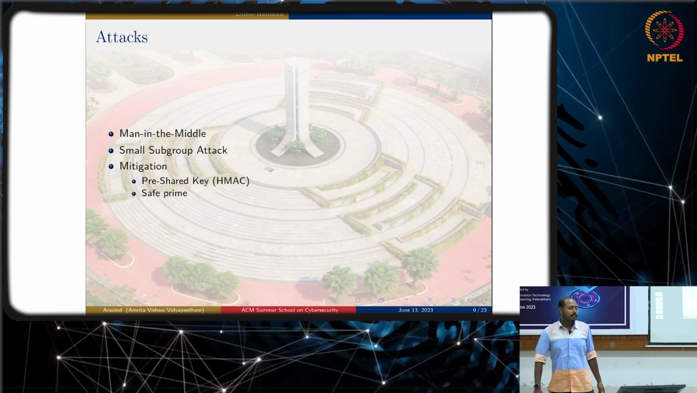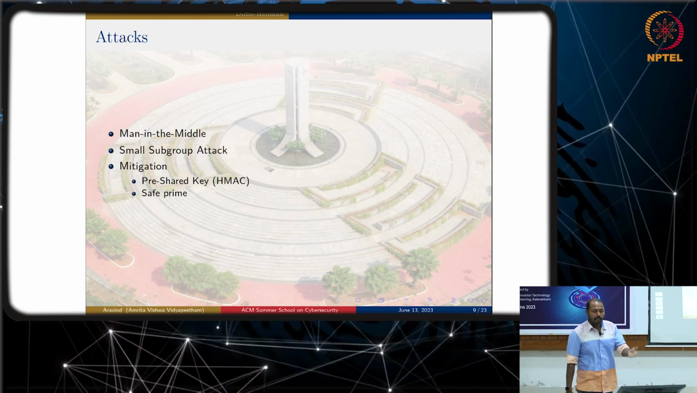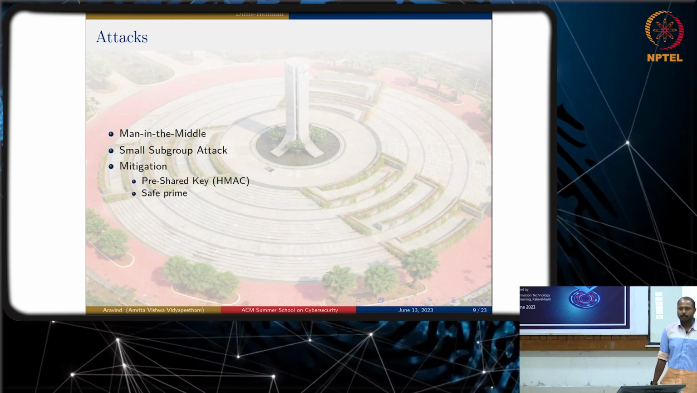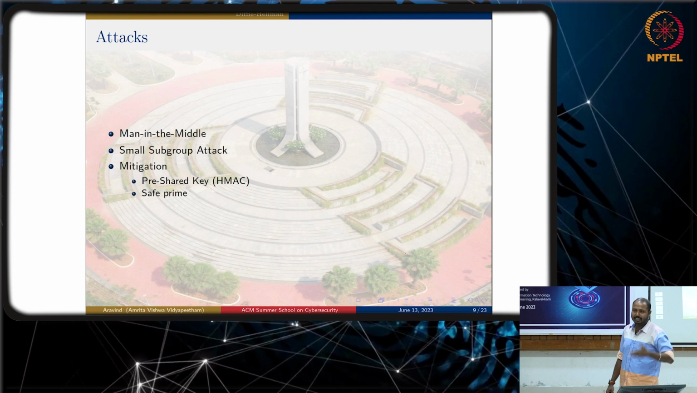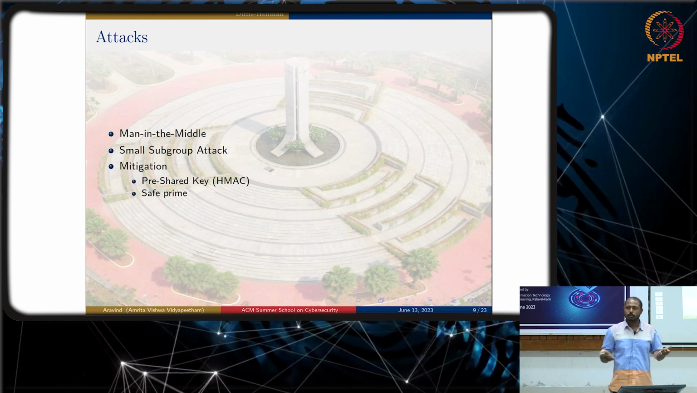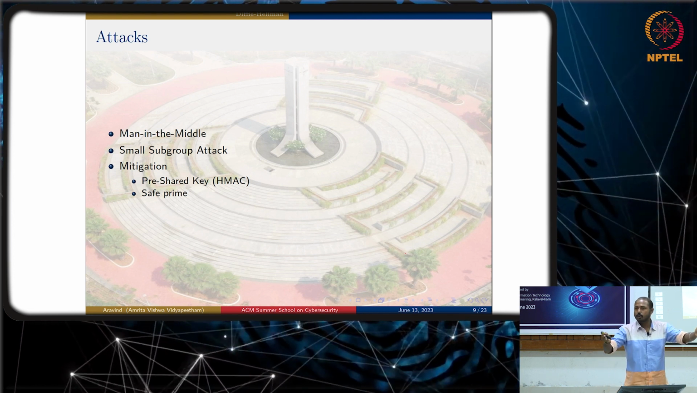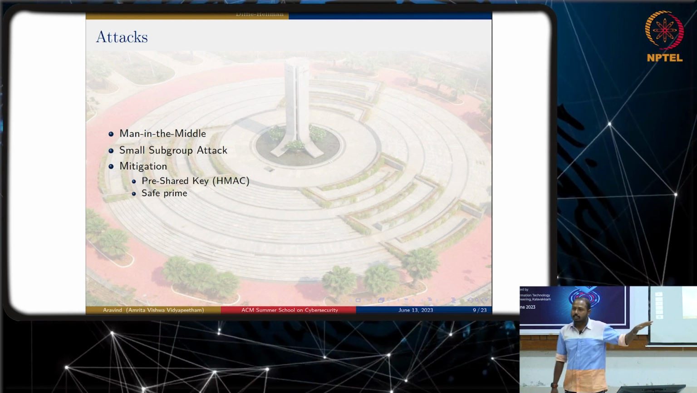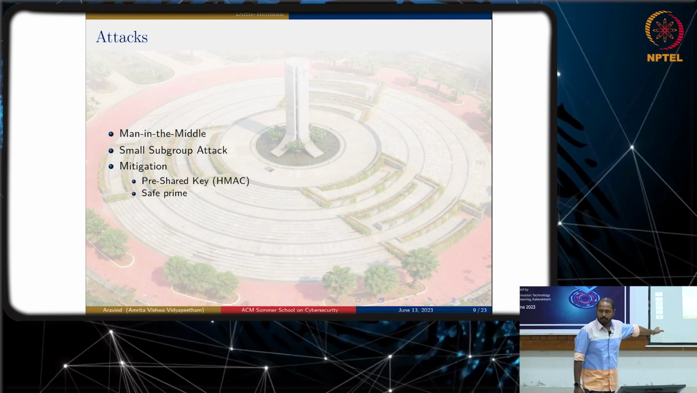So how will we thwart these attacks? The man in the middle attack we will thwart by having some pre-shared key. We will use some pre-shared key and HMAC of the session key, and combine them together. Details you can search later or contact me or mail me. We will discuss later. This is something to mitigate with the pre-shared key.